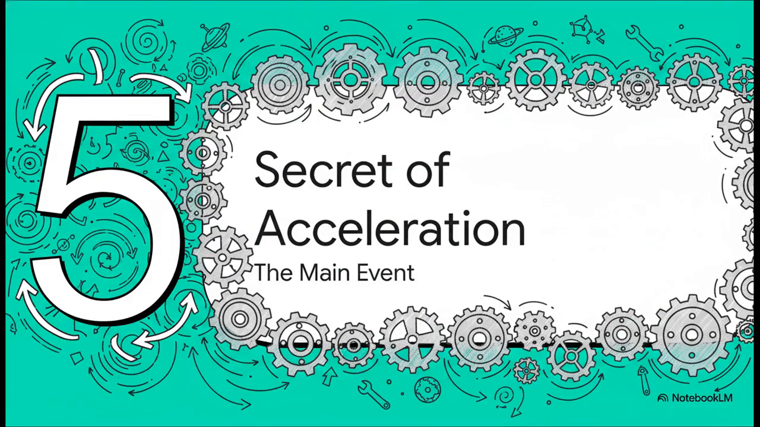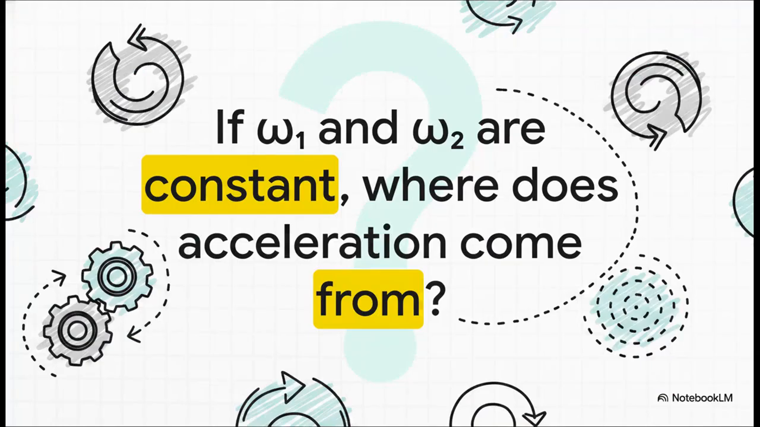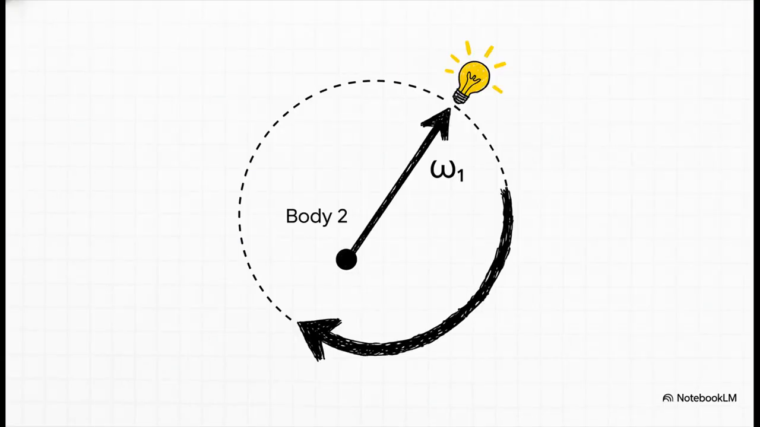Okay, deep breath. Now for the main event. This is the part that makes this problem famous, or infamous. Let's find that relative angular acceleration. So let's circle back to that big question from the beginning. We know for a fact that the magnitudes of the velocities are constant. So where in the world is this acceleration coming from? And here it is, the big reveal.